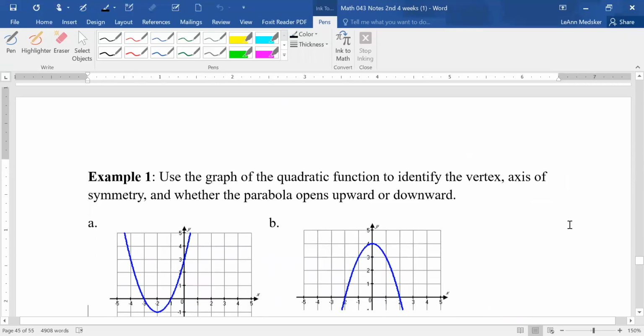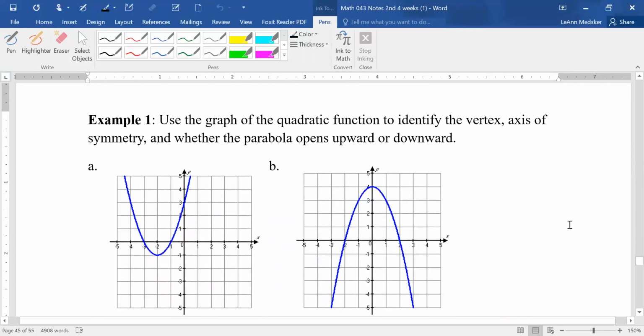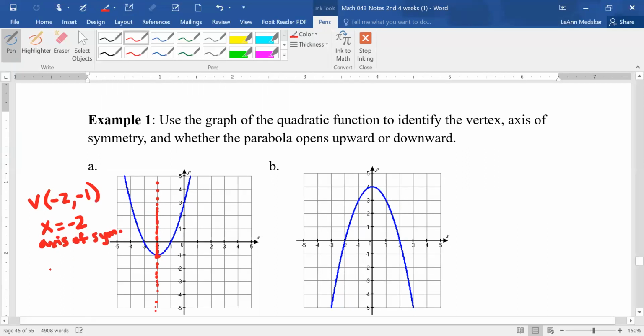So the first thing is we want to look at these pre-graphed equations, and we want to find the vertex, the axis of symmetry, and whether the parabola opens up or down. The vertex in this one would be the lowest point right there. So my vertex, which we usually just call V, is -2 for x and -1 for y. Your axis of symmetry would then be a, remember, dashed line, which is hard to do with this ink, that goes through that vertex. That is a vertical line, x equals -2. So that's my axis of symmetry. And then this graph opens up because it looks like a normal U shape.